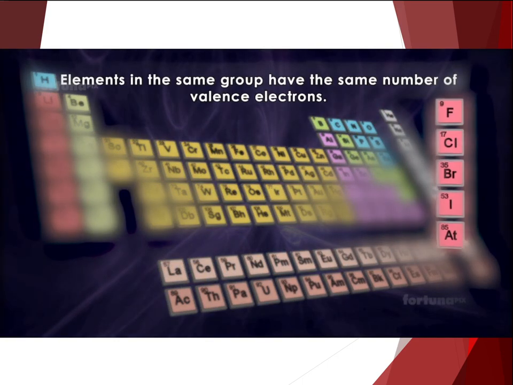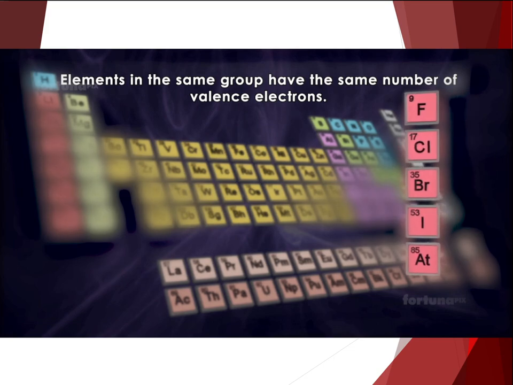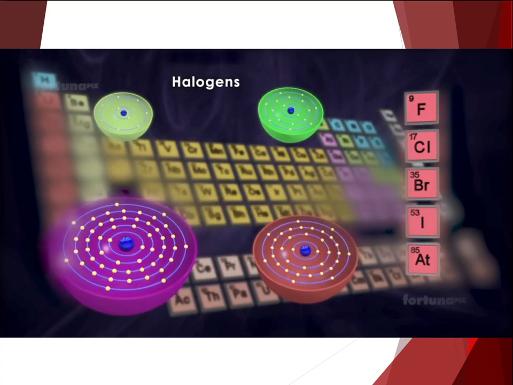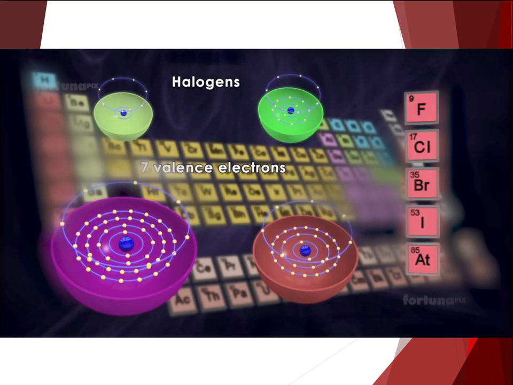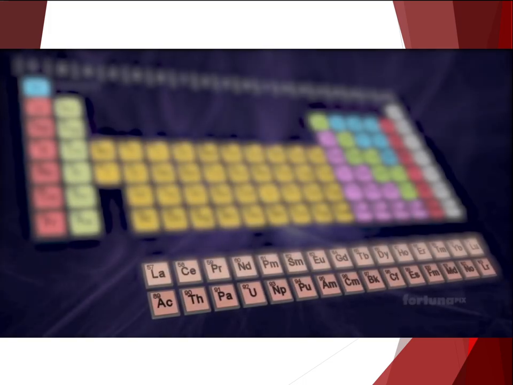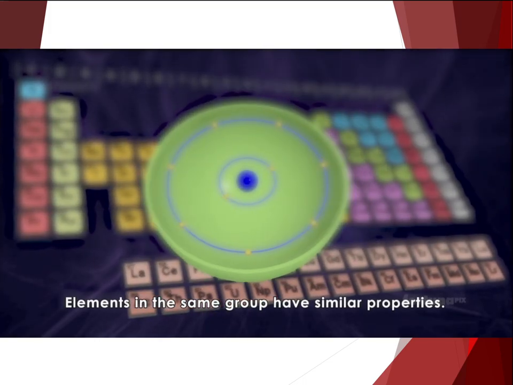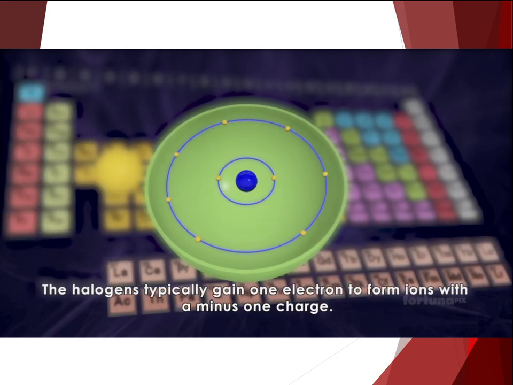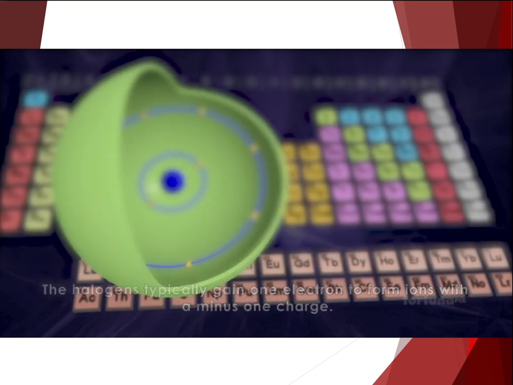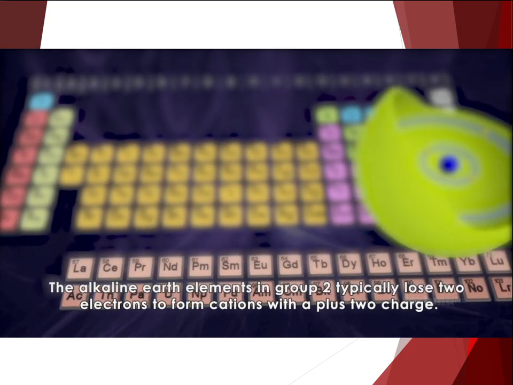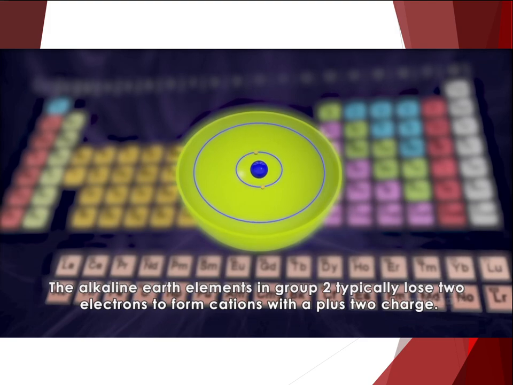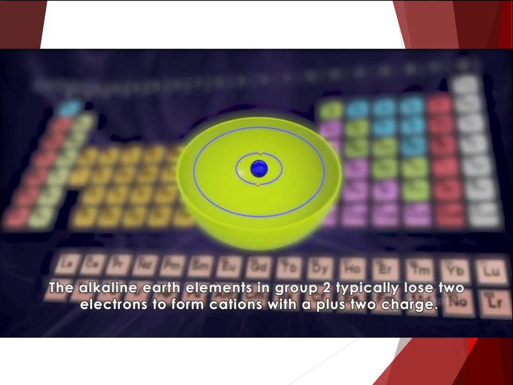Elements in the same group have the same number of valence electrons. For example, all the halogens in group 17 have 7 valence electrons. Elements in the same group have similar properties. The halogens typically gain 1 electron to form ions with a -1 charge. In contrast, the alkaline earth elements in group 2 typically lose 2 electrons to form cations with a +2 charge.